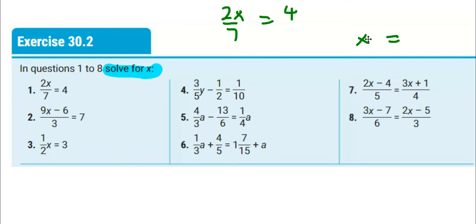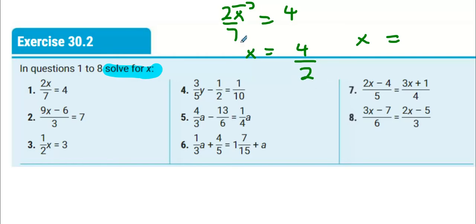Jay, what's preventing the x from being on its own? The 2. The 2 is being multiplied by the x. So what happens when you bring the 2 over to the other side? Multiplication turns into what? What does multiplication turn into? Division. So the 2 needs to go underneath the 4. Is that cool, you guys?